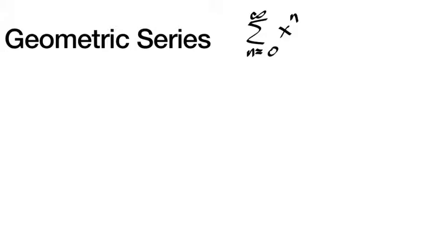But okay, so let's ask, when does this thing converge? And the answer is, well, what's our partial sum? Our partial sum of this is Sn equals 1 plus x plus x squared plus ... plus x to the n. Okay, so that's our partial sum.